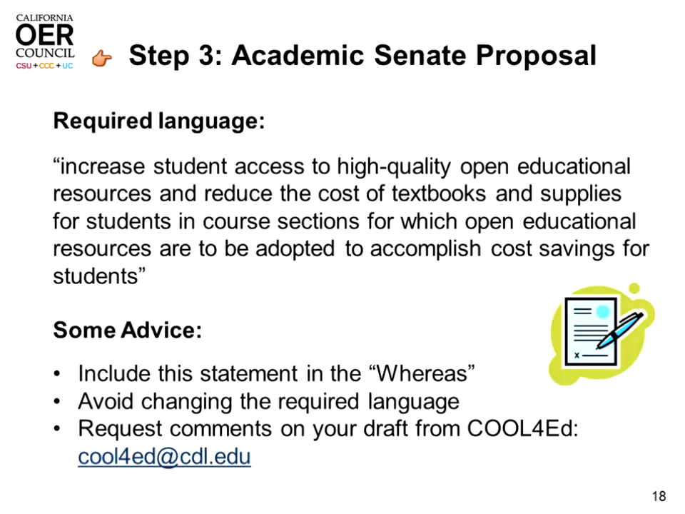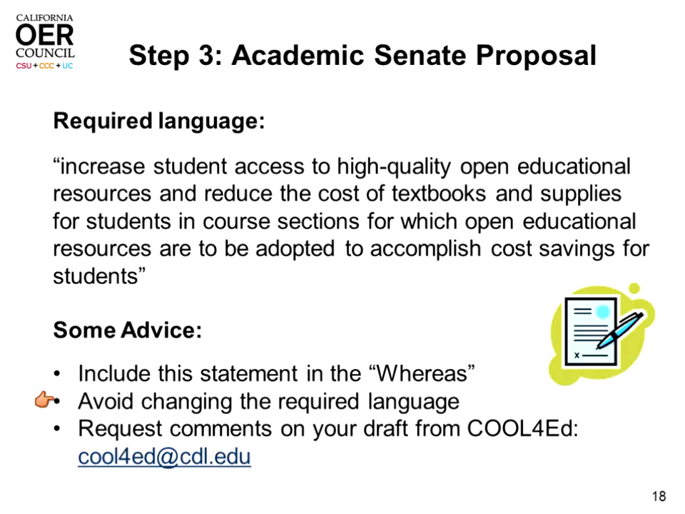Okay, and then in the Academic Senate proposal, we're getting lots of questions around that. The required language based on what's in the bill is that one needs to increase student access to high-quality open educational resources and reduce the cost of textbooks and supplies for students in course sections for which open educational resources are to be adopted to accomplish cost savings for students. That's quite a mouthful. And really, if that's what you have in your Senate resolution, that's fine. We do have some advice here on this page, and that you could include it in your whereas section. For those of you who are community college folks, if you go look at the RFP, there is a link there that was developed by the California OER Council members who are community college faculty, and you could just copy and paste what they have there into your resolution. And then we also have a sample resolution up there for the CSUs as well.